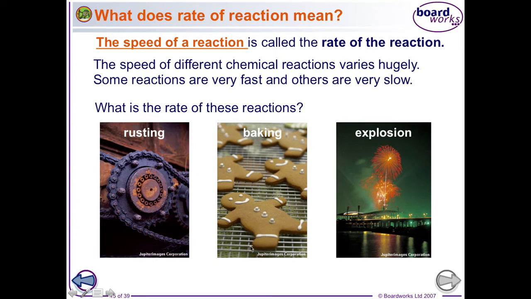Baking cookies doesn't happen very quickly, it does take a little bit of time, but not as fast as fireworks. So baking cookies would be a medium rate of reaction, and explosives would be a very fast rate of reaction. So notice, when we talk about reaction, we're talking about how the chemicals react together. When we're talking about rate, we're talking about how fast those chemicals react together.